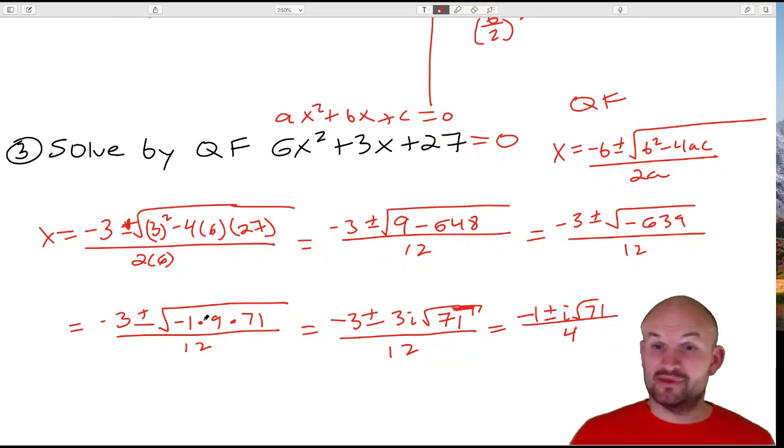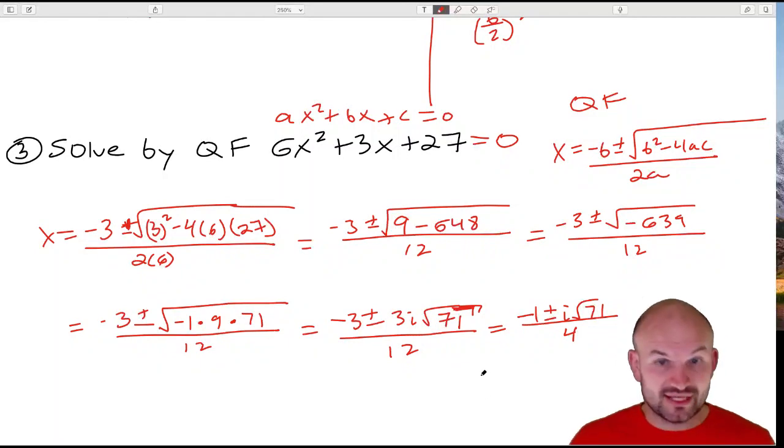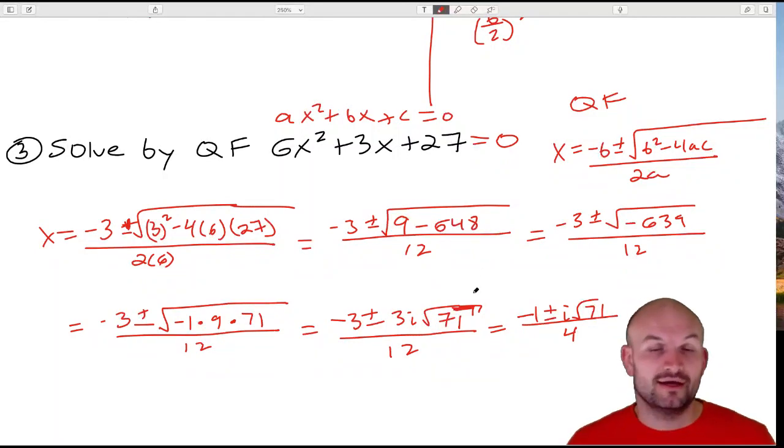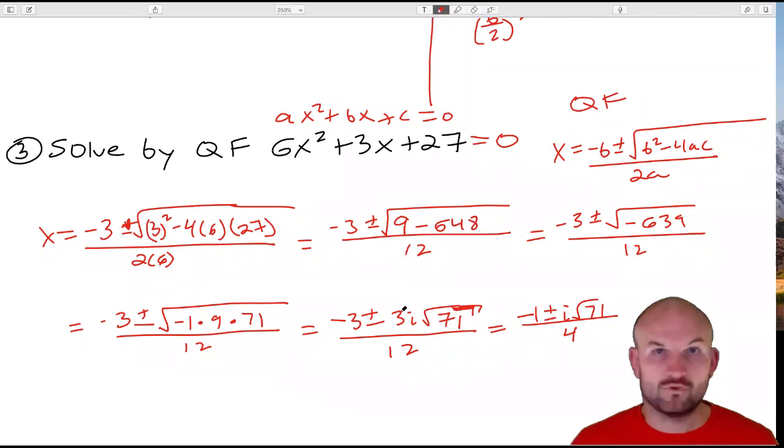But there you go, ladies and gentlemen. That's kind of the case by case we're at. And again, if you didn't have a calculator, you just want to work things out to the side like I did.